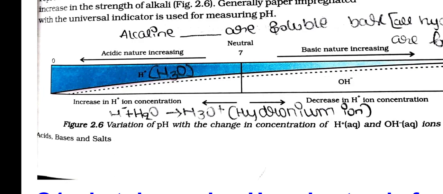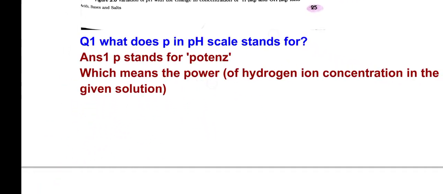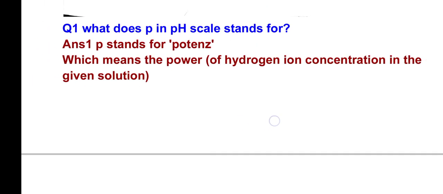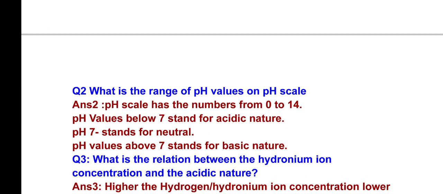In the center there will be 7. Below 7 it shows the acidic nature. Above 7 means it is the basic nature solution. What does P in pH scale stand for? P stands for potence, meaning the power of hydrogen ion concentration in the given solution.